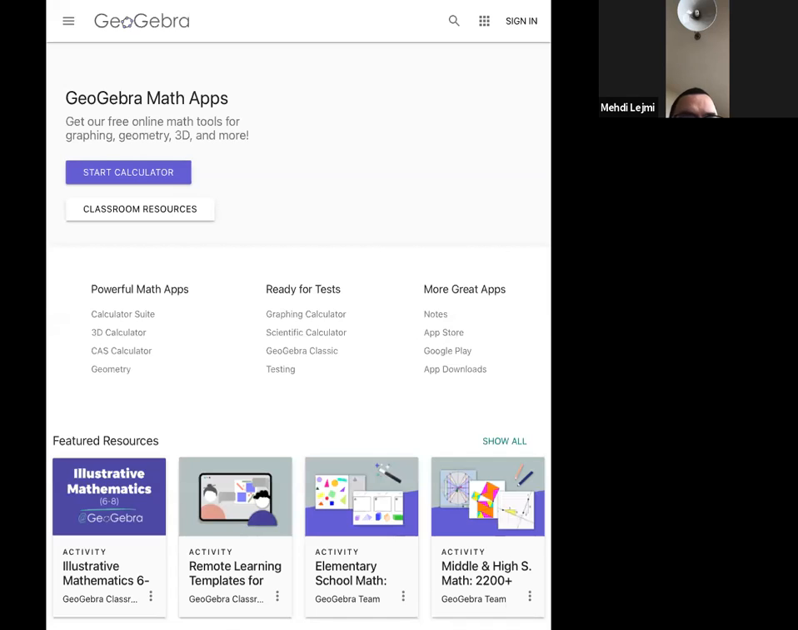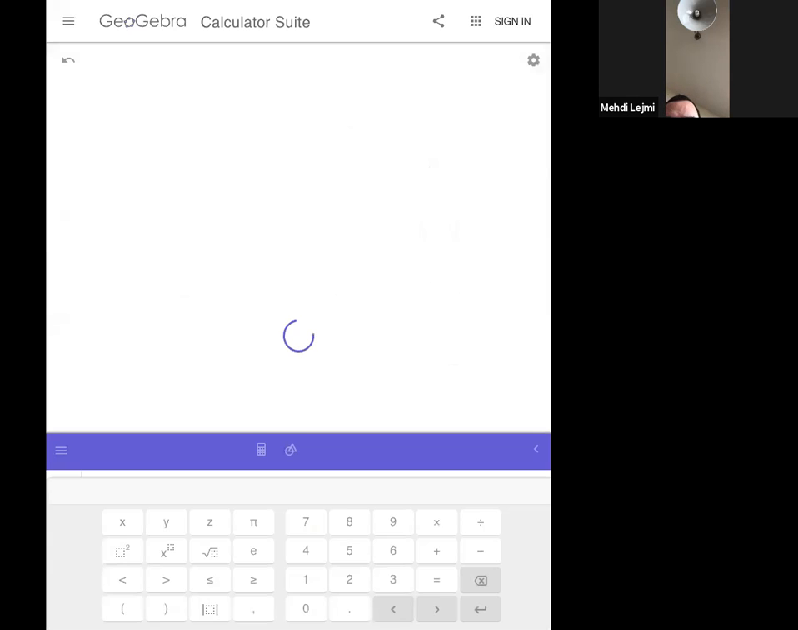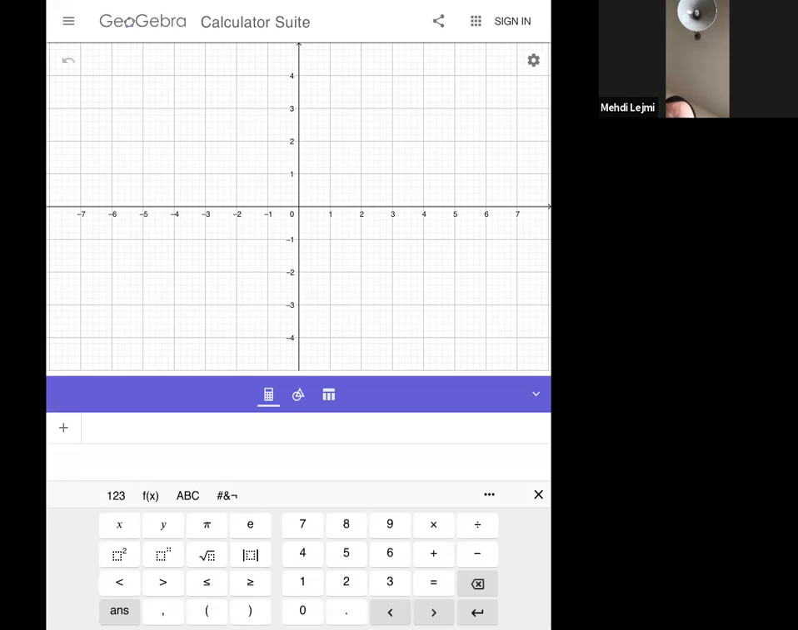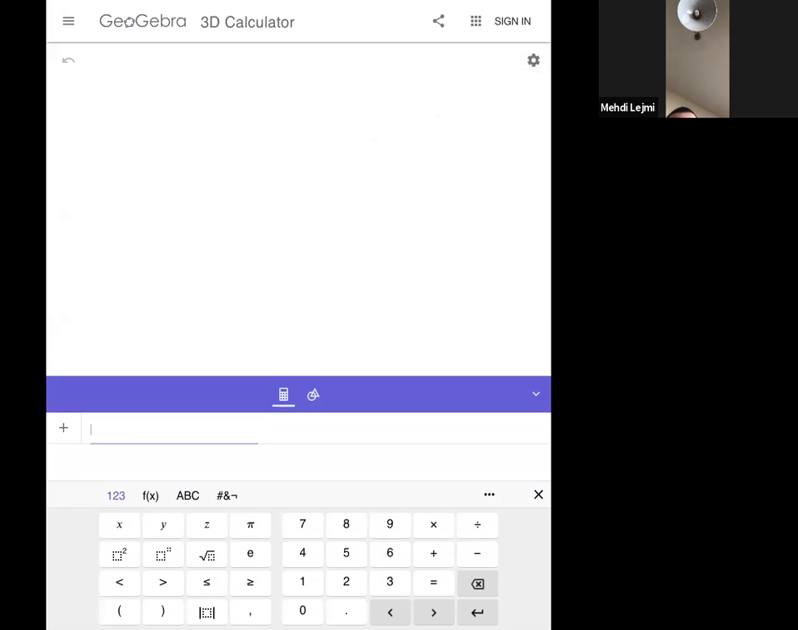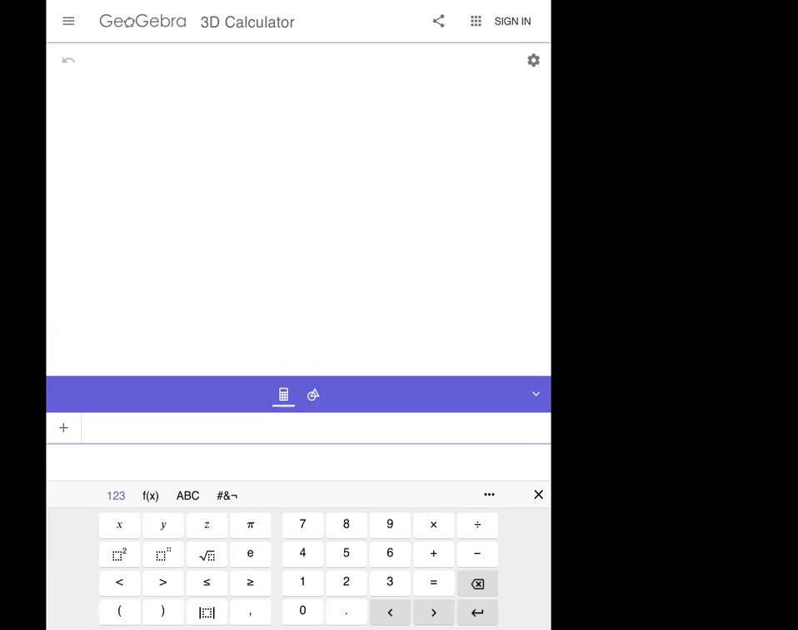So it's actually called GeoGebra.org. Okay, let's see. So we're going to need the 3-dimensional calculator. All right, that's good. All right, guys, do you see the app, the GeoGebra? Yes. Yeah, okay, perfect.